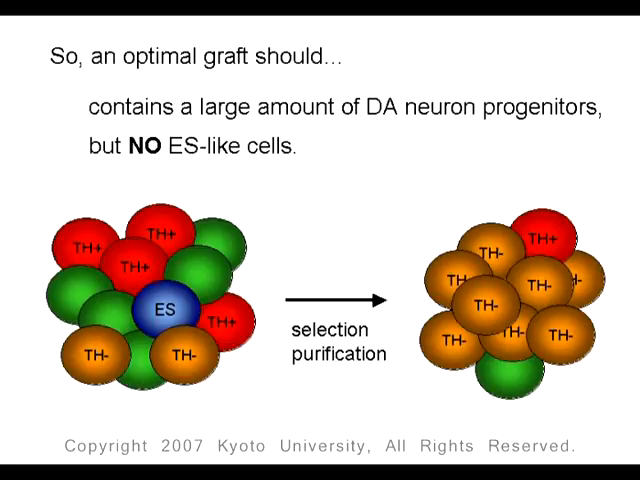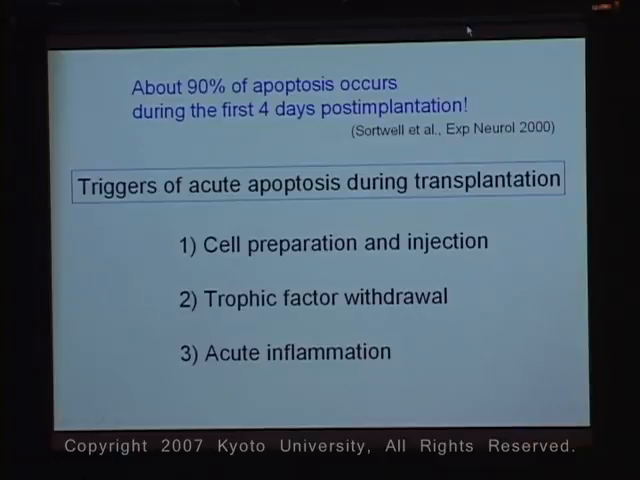to avoid tumor formation and to obtain more effective cell survival. But even if you can get optimal donor cells, you have to think about the method of transplantation or methods to alter the host environment, because it is reported that about 90% of apoptosis occurs during the first 4 days post-implantation.